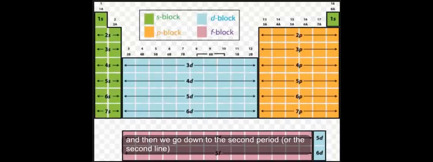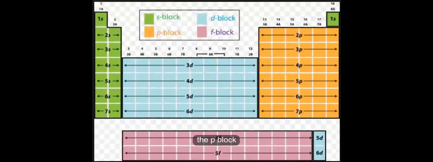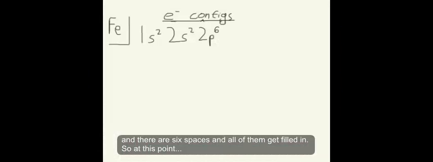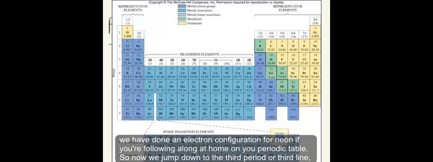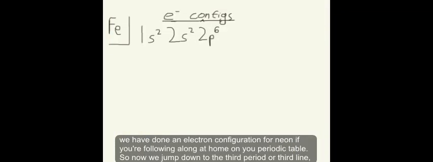There are 2 spots in the 1s subshell. Then we go down to the second period, or the second line, and we fill in the 2 spots on the S block. Then we jump over to the P block. And there are 6 spaces, and all of them get filled in. So at this point, we have done the electron configuration for neon, if you're following it along at home on your periodic table. So now we jump down to the 3rd period, or the 3rd line, so we write 3.